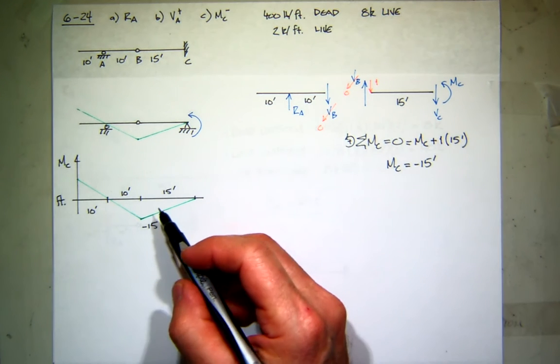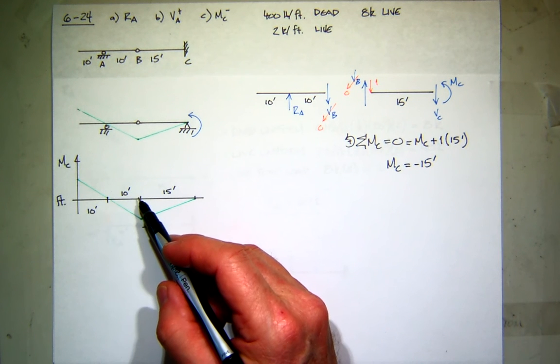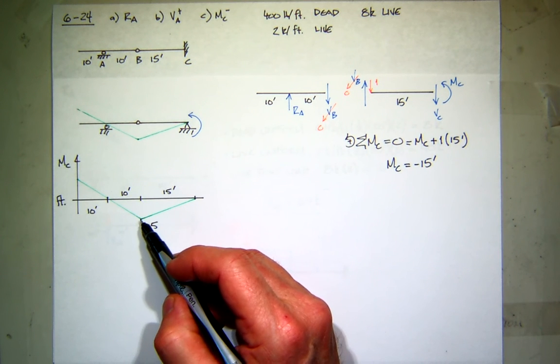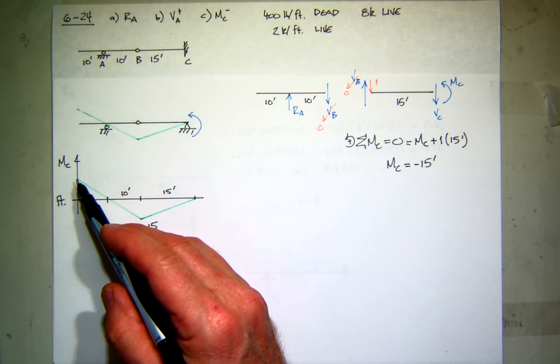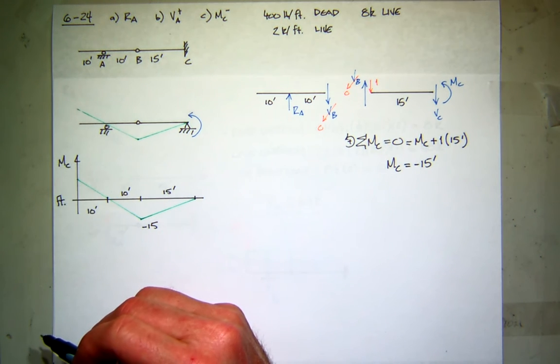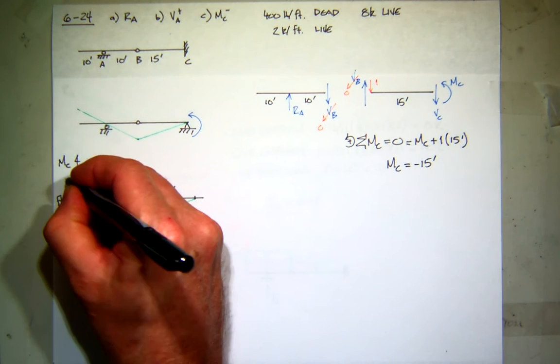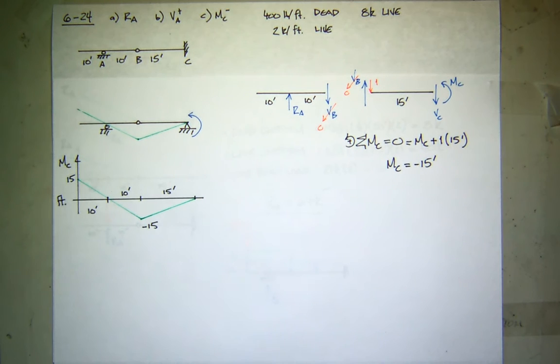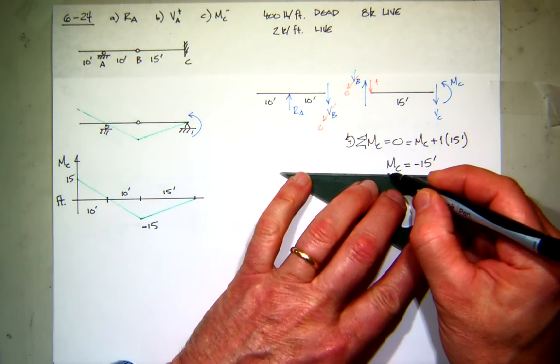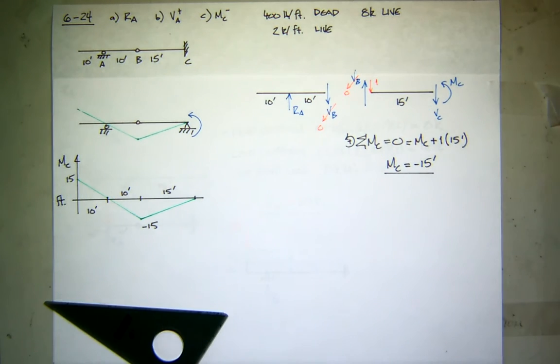And similar triangles tells me that if this is 10 and this is 15, then what should this height be? Also 15. So there's my moment at C influence line. And now I can just apply what I did before.